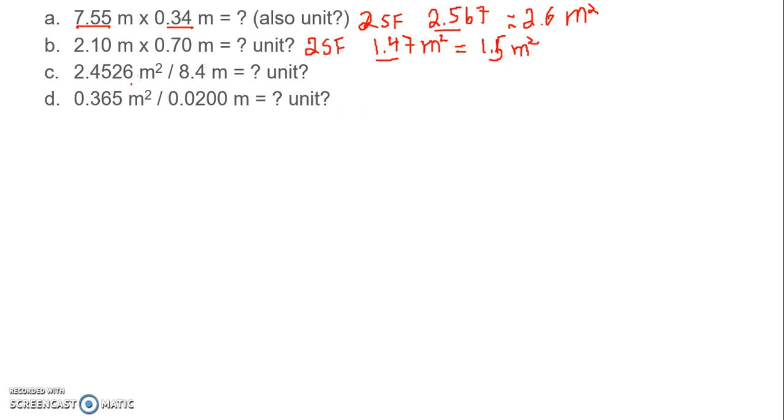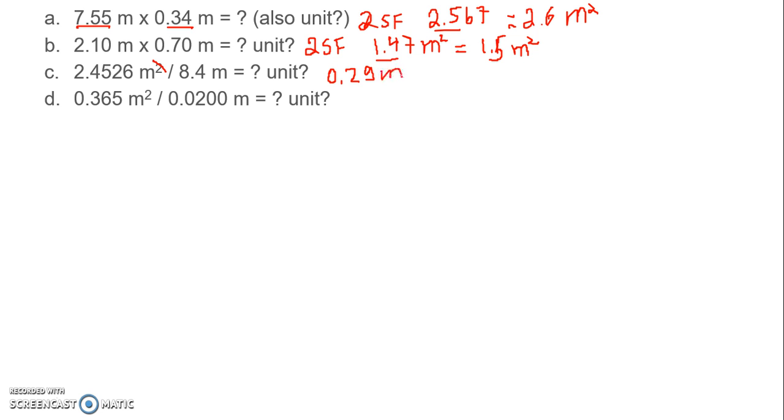The same thing with this one. You have 5 sig fig, you have 2 sig fig, so your answer must be in 2 sig fig. Okay, and meter square divided by meter, so you would end up with only meter. So the answer with 2 sig fig is 0.29 meter.